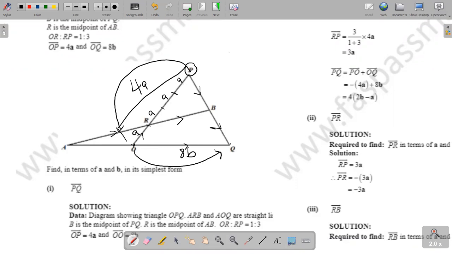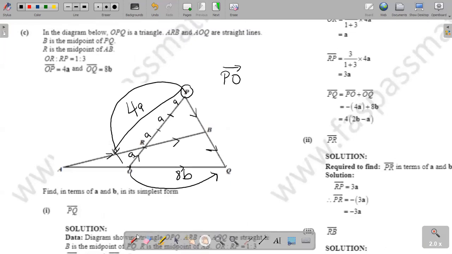Let's look. PO. Let me see who can figure it out. If OP is 4a, going the opposite direction, a is supposed to be negative. So if OP is equal to 4a, that's what they tell us, isn't it? So PO is supposed to be negative 4a. Let me know if you're with me. That's vectors. If in one direction it is positive, the opposite direction is negative. Everybody following me so far?